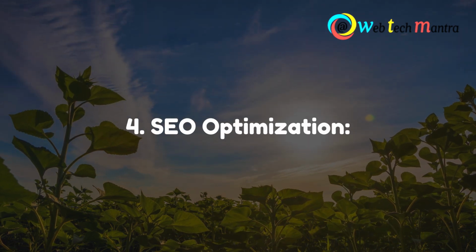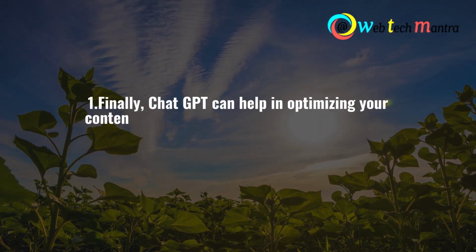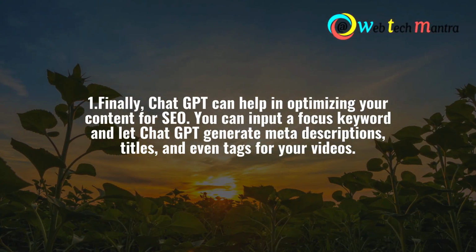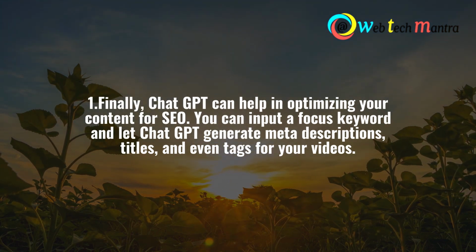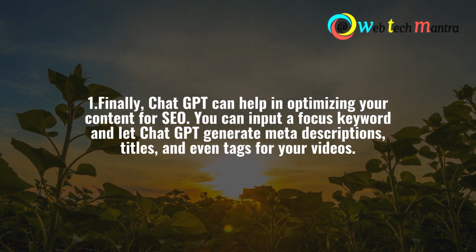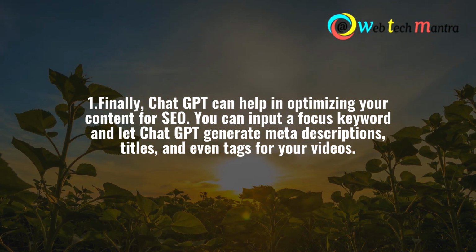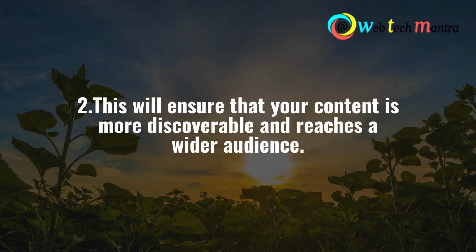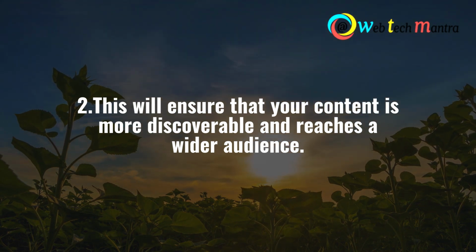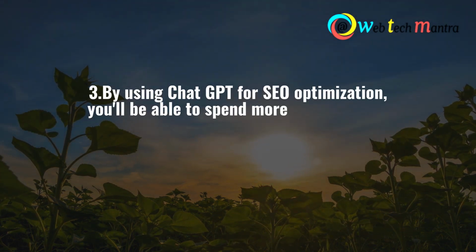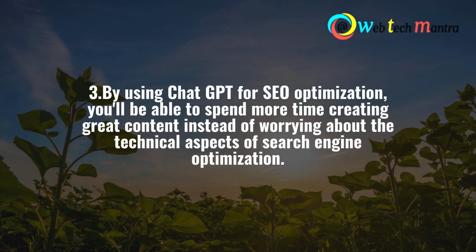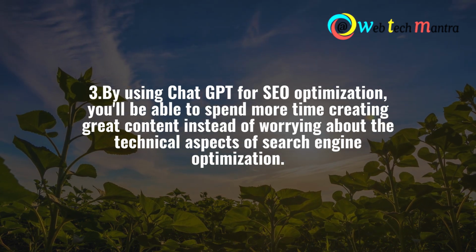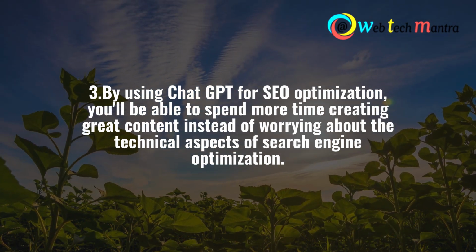4. SEO optimization. Finally, ChatGPT can help in optimizing your content for SEO. You can input a focus keyword and let ChatGPT generate meta descriptions, titles, and even tags for your videos. This will ensure that your content is more discoverable and reaches a wider audience. By using ChatGPT for SEO optimization, you'll be able to spend more time creating great content instead of worrying about the technical aspects of search engine optimization.